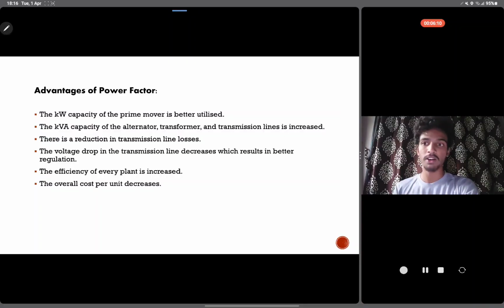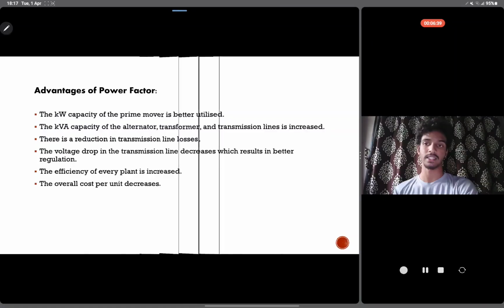The advantages of power factor improvement: the first advantage is the kilowatt capacity of the prime mover is better utilized. The kVA, kilovolt-ampere capacity of the alternator, transformer and transmission lines is increased. There is a reduction in transmission line losses. The voltage drop in the transmission line decreases, which results in better regulation. The efficiency of the plant is increased. The overall cost per unit decreases.